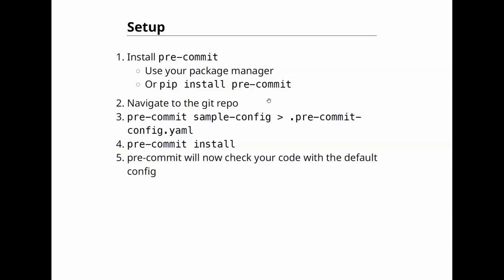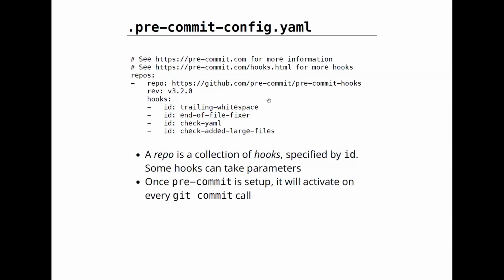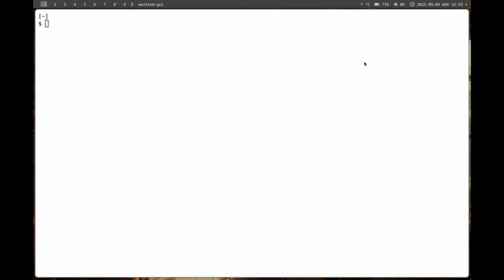And if you do pre-commit install, that will actually install the Git hook. So you only need to do that once, and after that, it will keep on checking your code. Next is the walkthrough. That'll be quick.